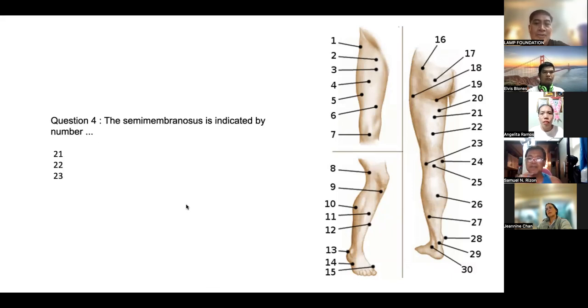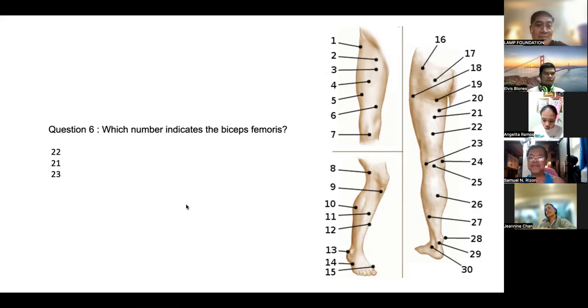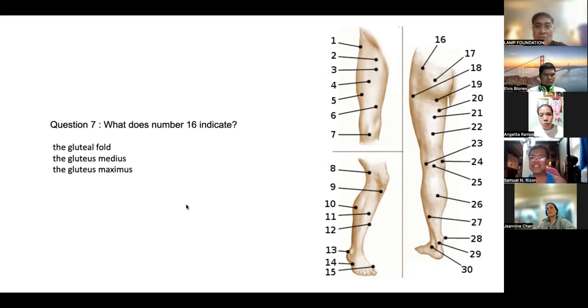The semimembranosus is indicated by number? Number 22. Great. Mukhang hindi siya magkakamali. Okay. Hindi tayo kikita dito, Sir Albert. Number 3 is pointing to? Sartorius. Great. Which number indicates the biceps femoris? Ito na yung number 23. Great. What does number 16 indicate?